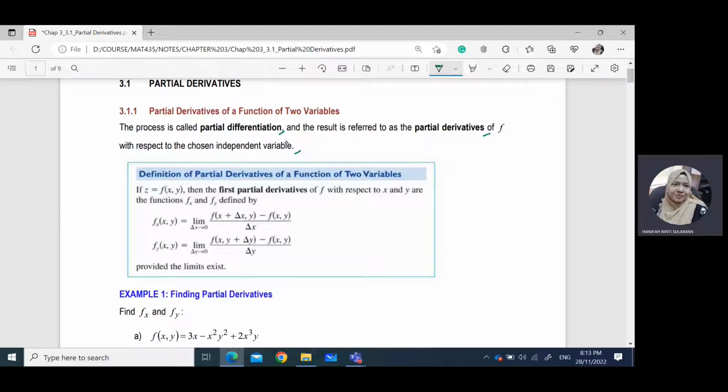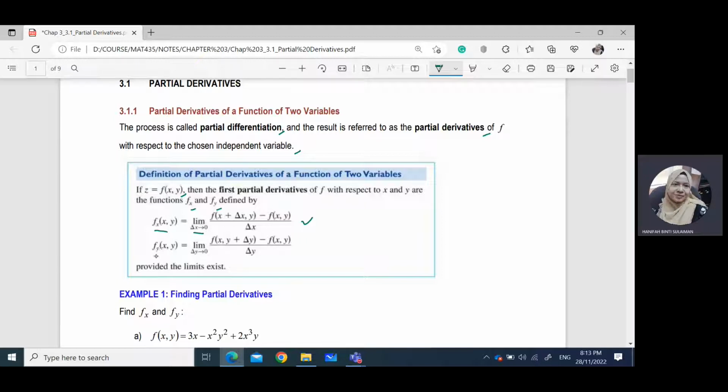So in a function, we have two variables such as x and y. Okay, so based on this definition, if z is a function of x and y, then the first partial derivatives of f with respect to x and y are the functions f sub x and f sub y, defined by the derivative with respect to x of f, which is the limit as the change in x approaches 0 of f of x plus change in x, y, minus f of x and y, over change in x. Okay, so based on this, we call it a partial derivative with respect to x.